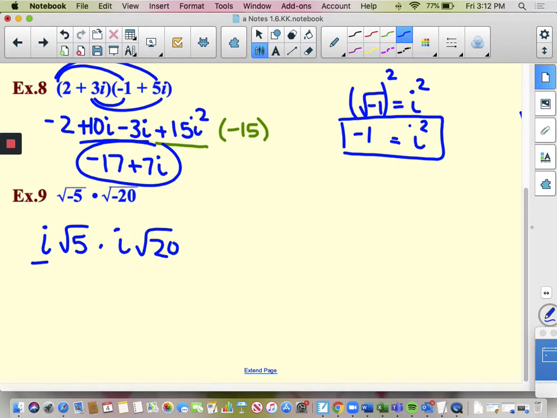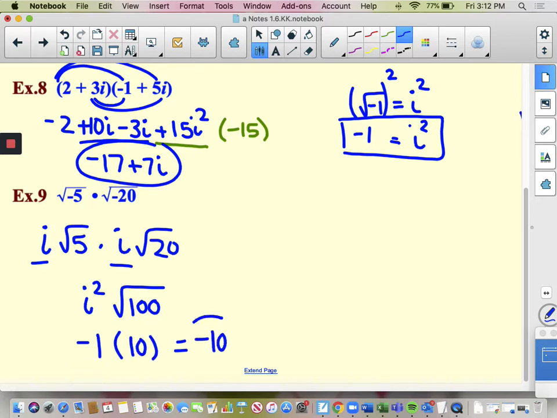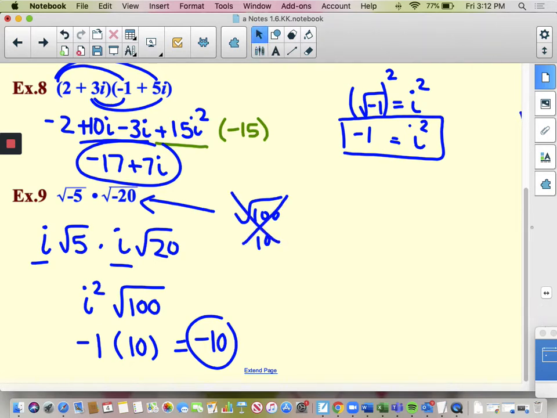So i times i is i squared, and 5 times 20 is 100. And what is i squared? It's really -1. What is the square root of 100? It's really 10. And this is equivalent then to -10. If I had multiplied these right away, -5 times -20 is 100, and the square root of 100 is 10. You can already see that's different, right? And it's incorrect. So, lesson learned. Don't do that.